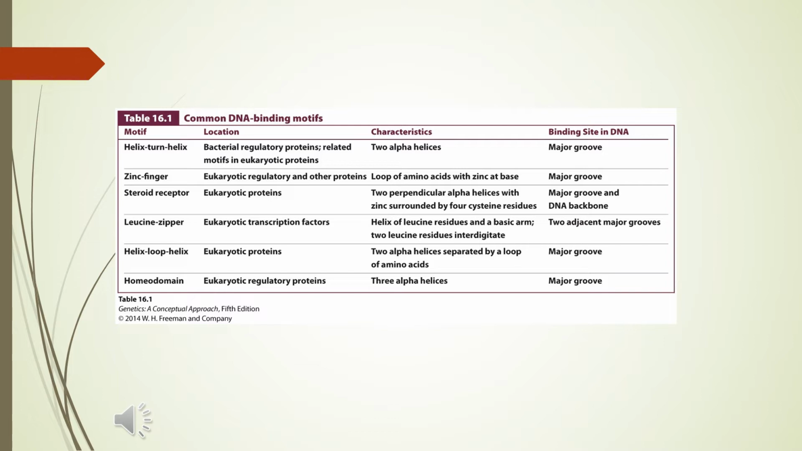So helix-loop-helix is there, homeodomain is there. So this is actually the representation of all available DNA binding motifs which work in prokaryotes as well as eukaryotes, and their major binding regions in DNA are also represented.